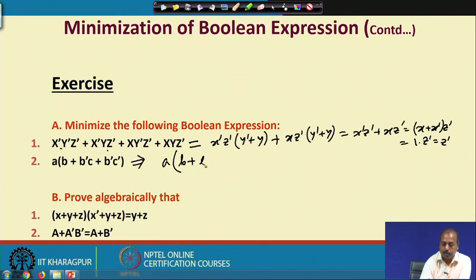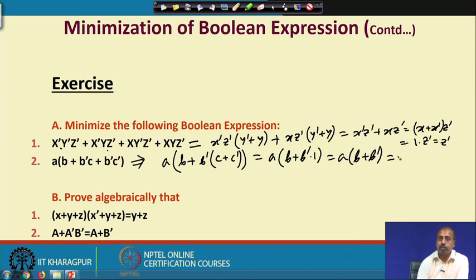So, you can take b bar common. So, you get inside as c bar c plus c bar, and then this c plus c bar is equal to 1. So, a into b plus b bar into 1, that is a into b plus b bar. So, b plus b bar is again equal to 1. So, you get a. So, this way you can simplify the Boolean expression. So, you can try to verify these rules.